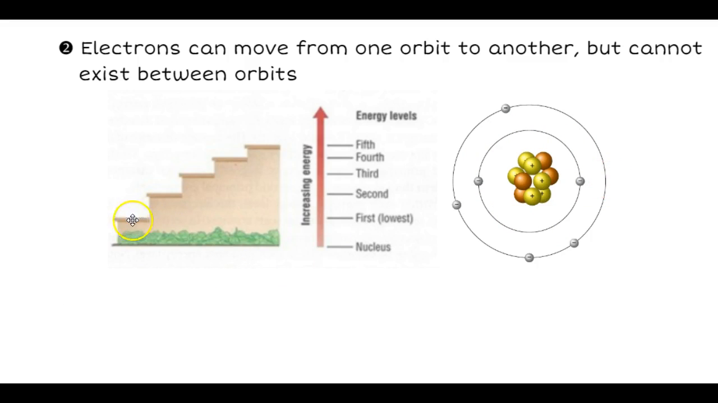So sort of like if you were climbing stairs, you can either be on one step or the other, but you can't be in between. So you're either on the first step or the second step. There doesn't exist any step in between that. So an electron traveling in one particular orbit would have to gain exactly the right amount of energy in order to move or jump to a higher energy level. There was no existing in between.